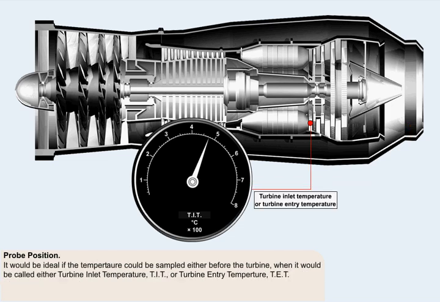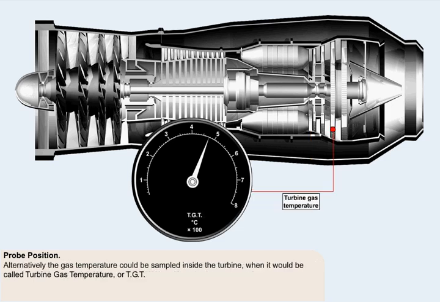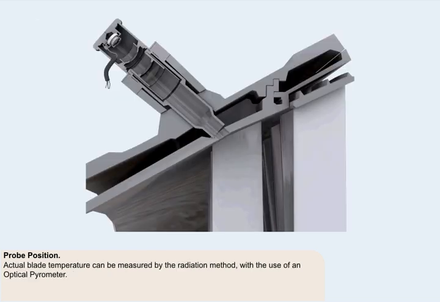Obviously, it would be ideal if the temperature could be sampled before the turbine, when it would be called either turbine inlet temperature, TIT, or turbine entry temperature, TET. Alternatively, the gas temperature could be sampled inside the turbine, when it would be called turbine gas temperature, or TGT. In every case, the position of the probes is dependent upon their ability to withstand the temperatures they encounter. Actual blade temperature can be measured by the radiation method, with the use of an optical pyrometer.